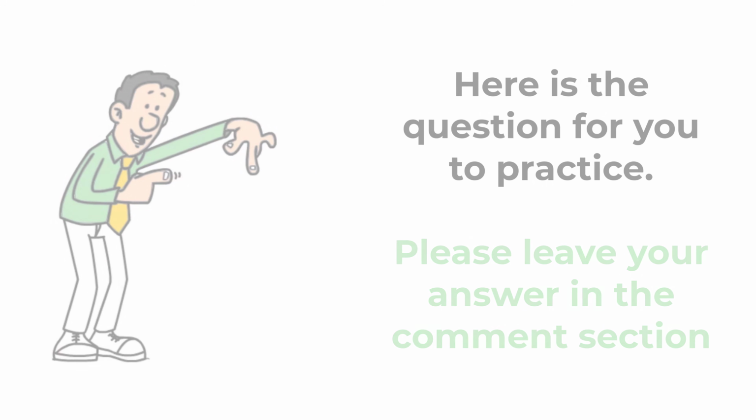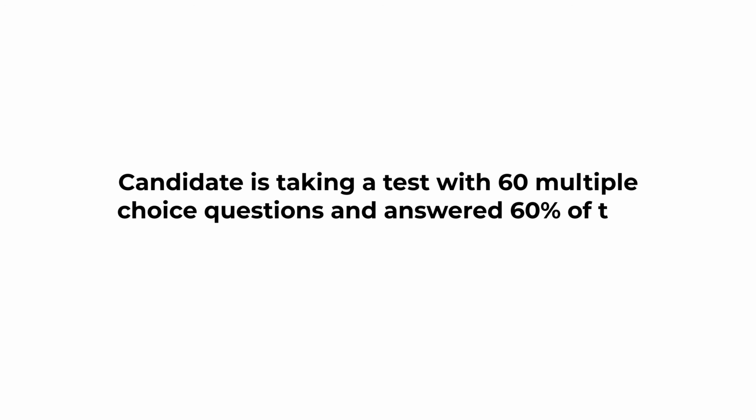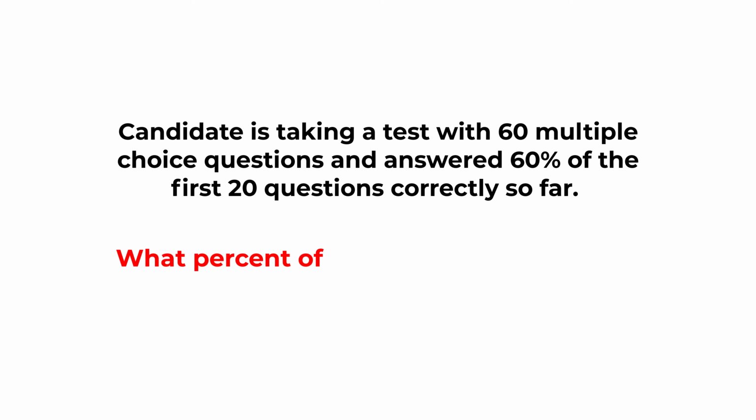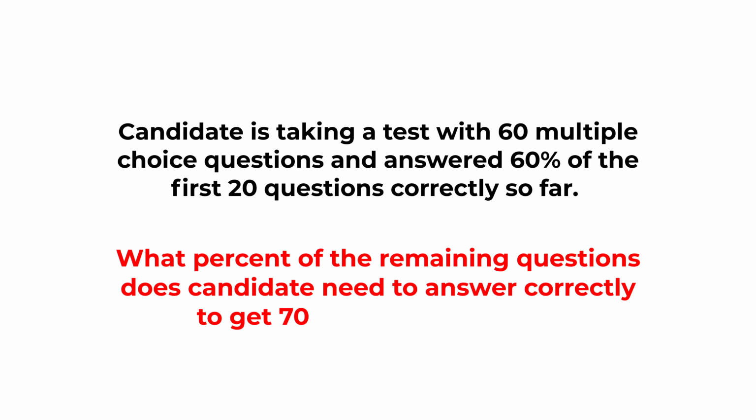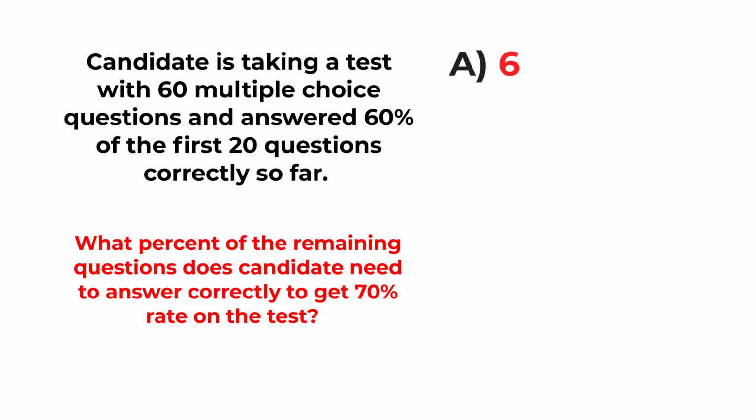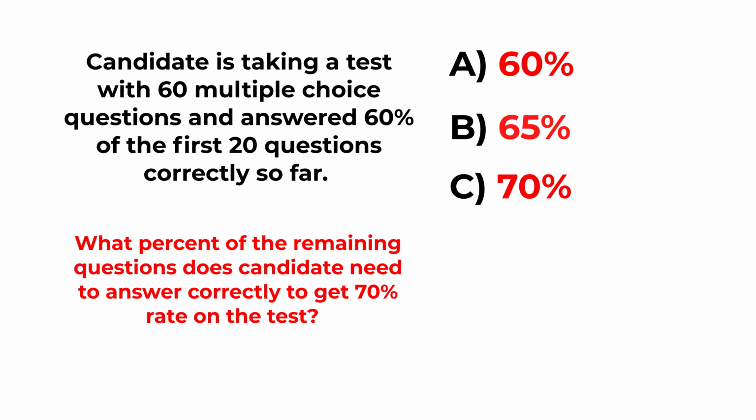Here's the question. Candidate, imagine yourself, is taking a test with 60 multiple choice questions and so far has answered 60% of the first 20 questions correctly. What percent of the remaining questions does the candidate need to answer correctly to get a 70% rate on the test? You're presented with 4 different choices. Choice A, 60%, choice B, 65%, choice C, 70%, and choice D, 75%.